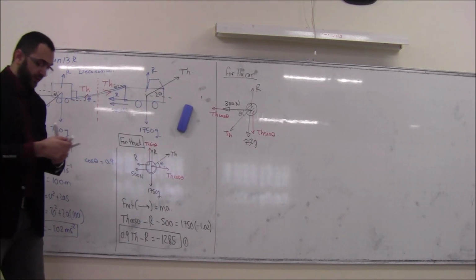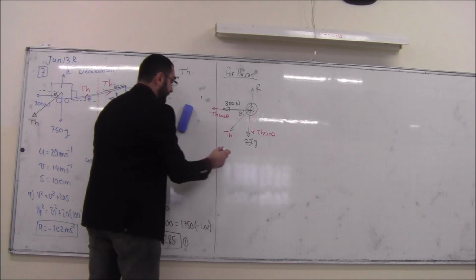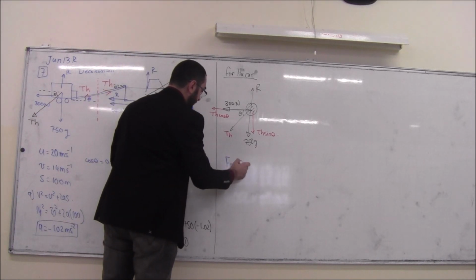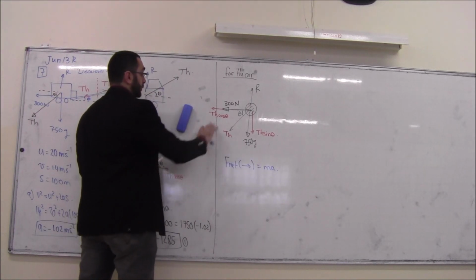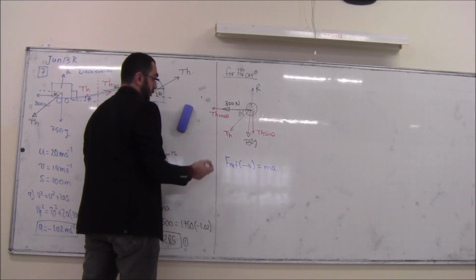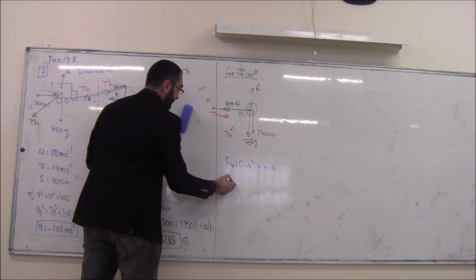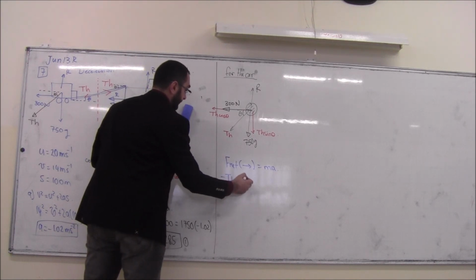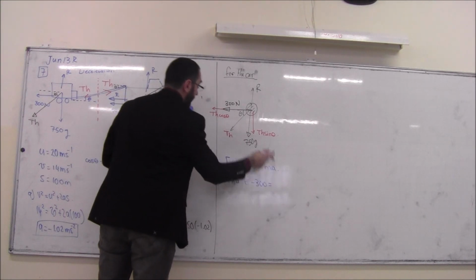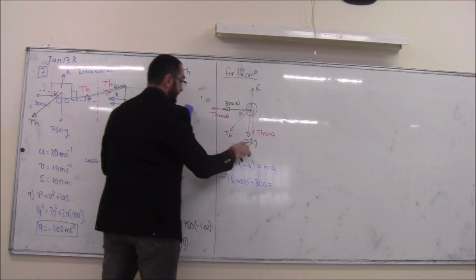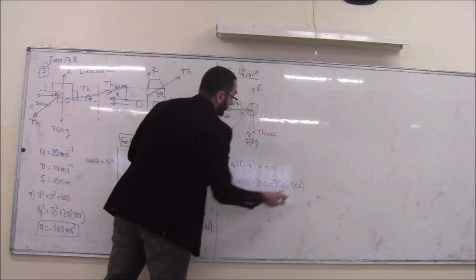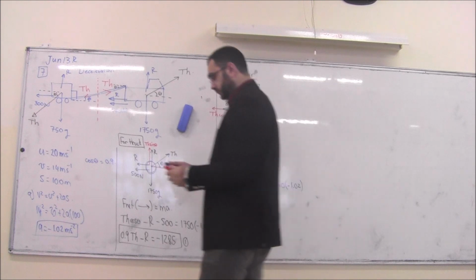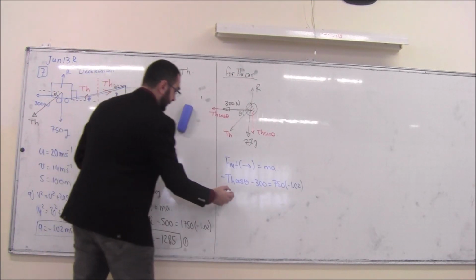Okay guys? So now, F net forward equals ma. Do we have any forward force? No. Negative thrust cosine theta minus 300 equals, no other horizontal forces, 750 times minus 0.2. So thrust cosine theta equals 465.